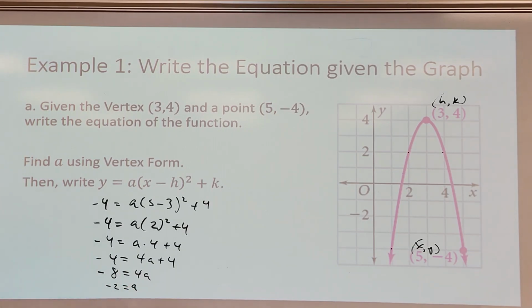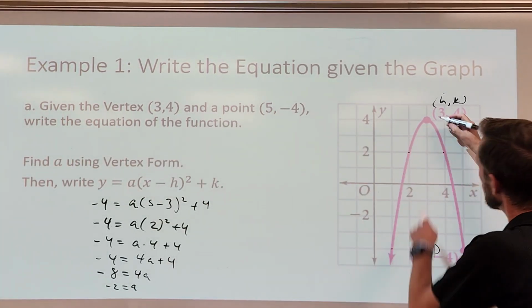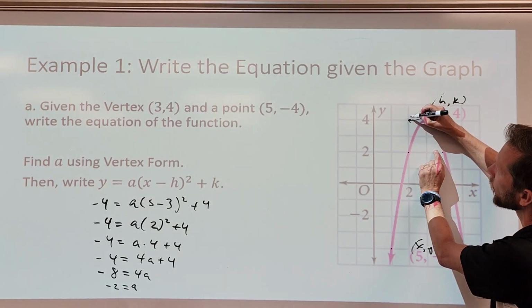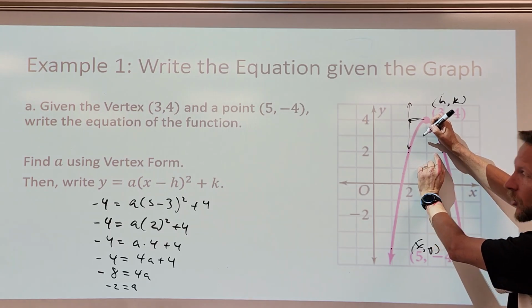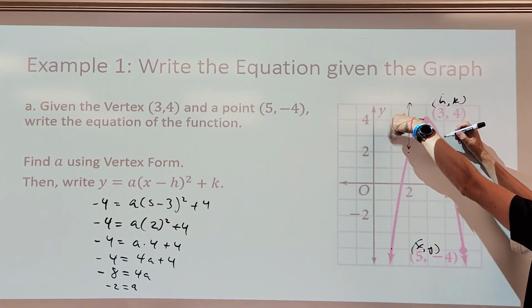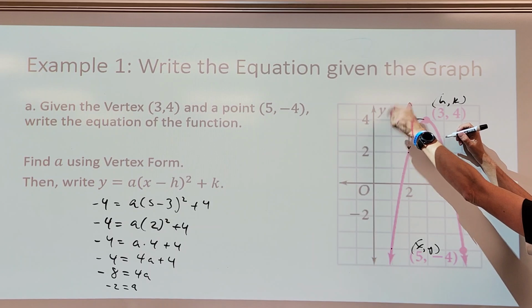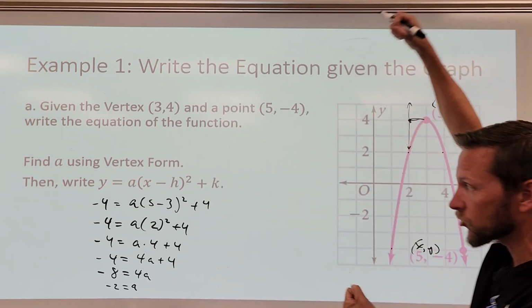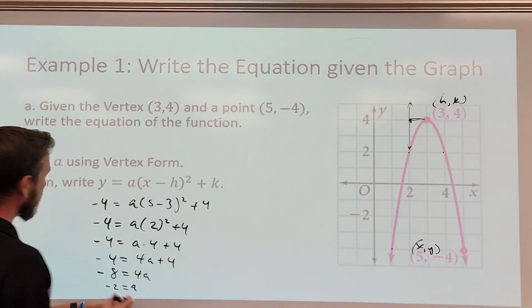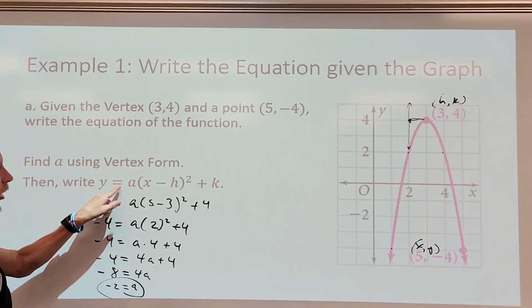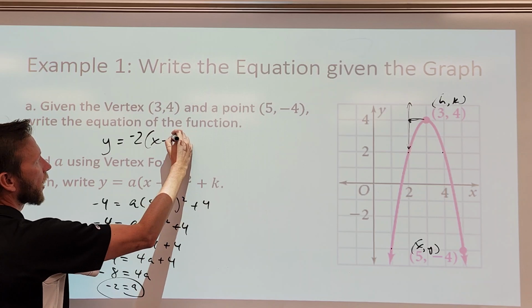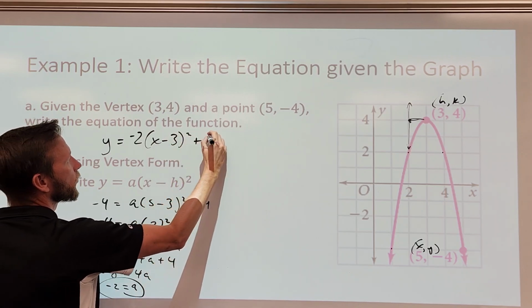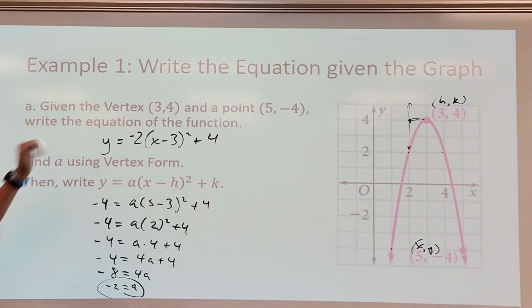Now, if we were predicting what this a value would be, we could see that instead of going over 1, up 1, we went over 1, down 2. So we know that our multiplier is going to be negative 2. It's going to be negative to flip it, and it's going to be a factor of 2 on that stretchiness. So once we've got a, we can then write our equation. y equals a times x minus h squared plus k. This is our equation in vertex form.